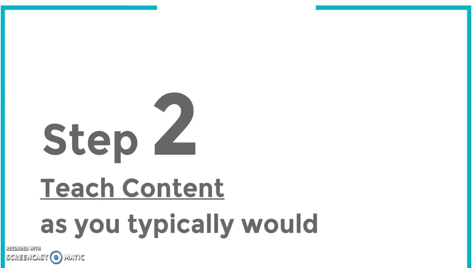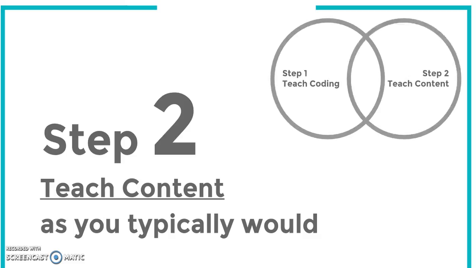Once you're done with that, you'd go into step 2, which is you teach content area. Just like math, reading, science, writing, make sure your kids have the background knowledge and understand the content area. Now, like I said before, these first 2 steps don't have to be in order, just as long as you teach them separately.